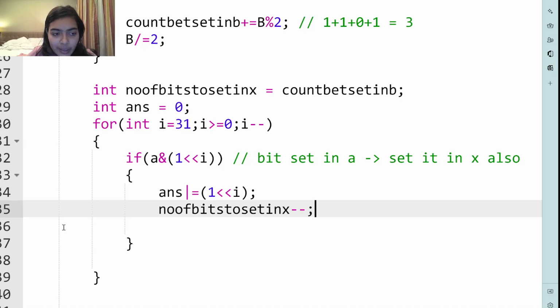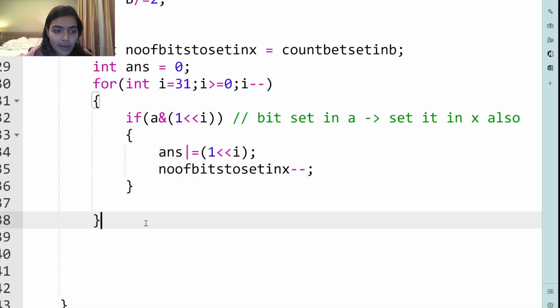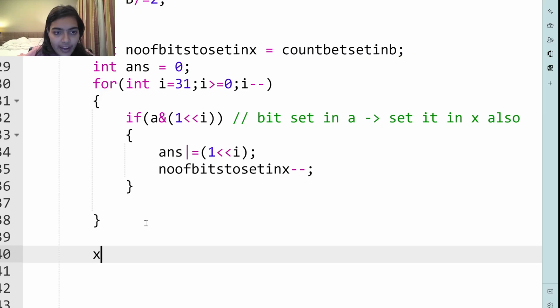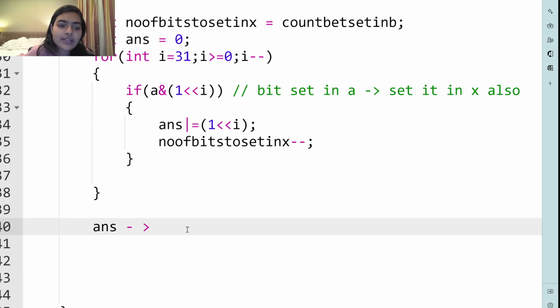So I have to set 3 bits, for example, in x. When I set a bit, I can decrease this count, and now I have only 2 bits to set in x, right? So after this complete loop runs, what will become my answer, which I'm going to return?